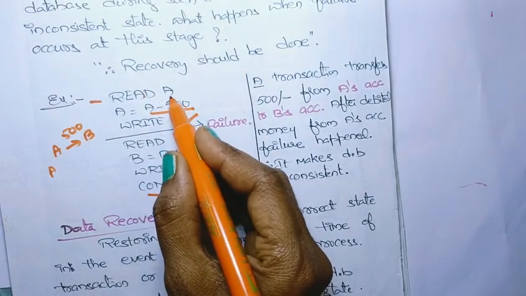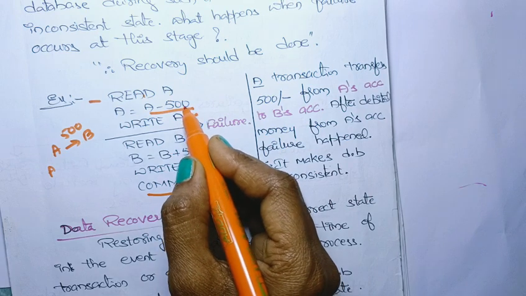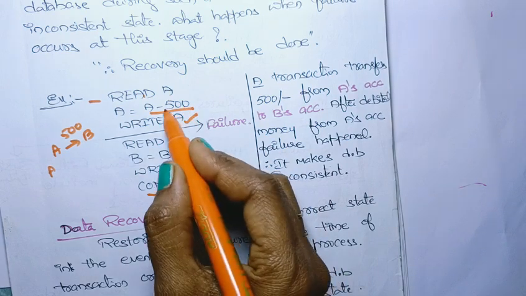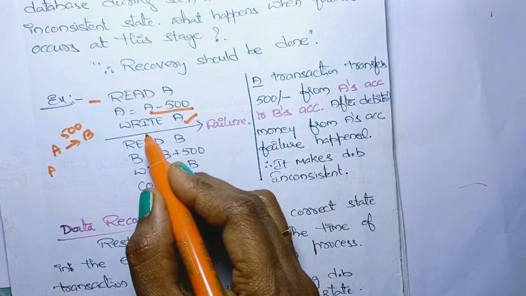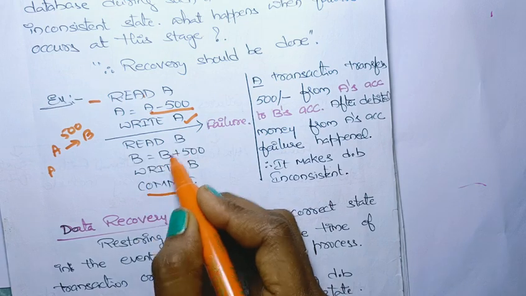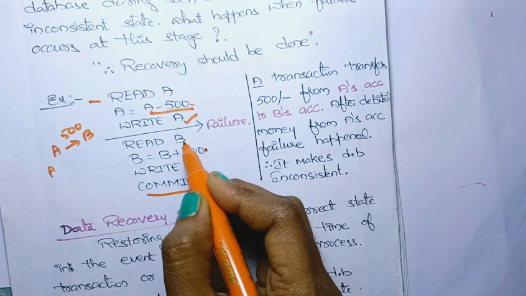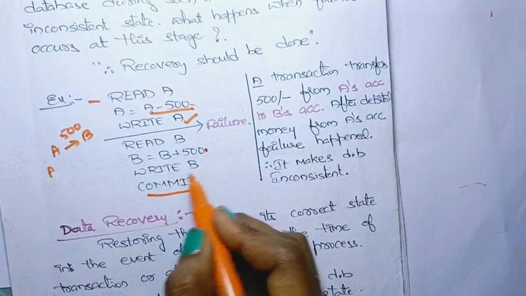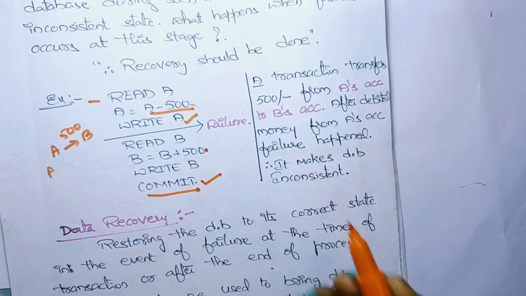So here, read A, A is equal to A minus 500. A is sending 500 rupees to B. So from A's account 500 rupees are debited. Write A. Next read B, B is equal to B plus 500. This 500 should be credited into B's account. So B plus 500, write B. After the execution of this transaction, commit.